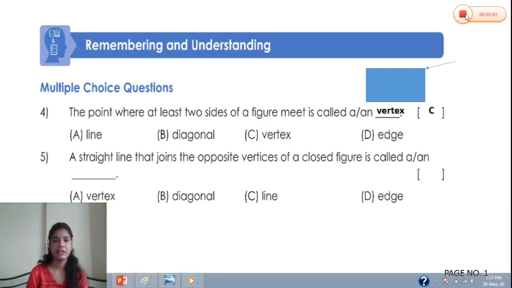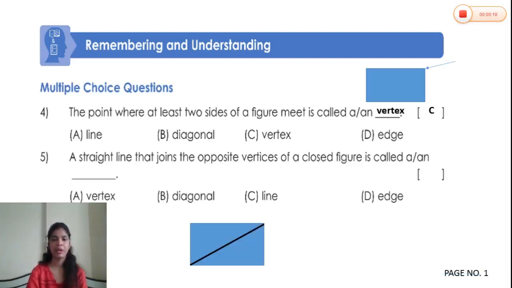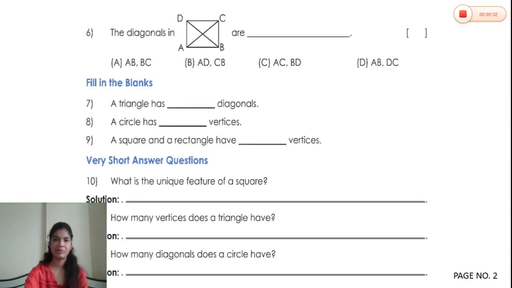Now let us start the fifth one. A straight line that joins the opposite vertices of a closed figure. Okay, it is asking about a closed figure whose opposite vertices are joined. So let us consider one closed figure. Here you can see the opposite vertices are joined with a straight line. So what do you call this? Yes, we call it a diagonal. That is option B.